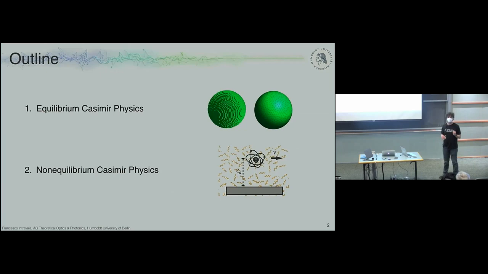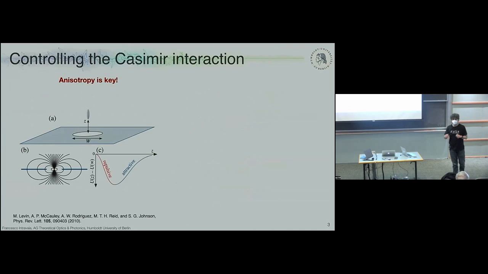So let's get in. You have seen this picture already in some of the previous talks. This is great work of Steven Johnson and Mark Levin and all the other guys in between, of course. To some extent, this is the first interesting geometry because it can be seen as the first example of Casimir repulsion because of geometry for objects separated in vacuum. And in this geometry, what is interesting is that the key for this repulsion is anisotropy. You have seen this before.